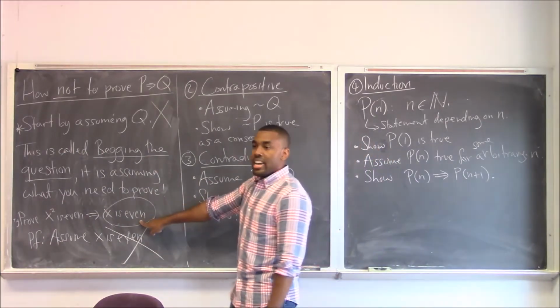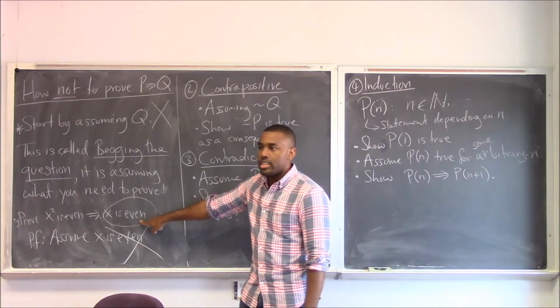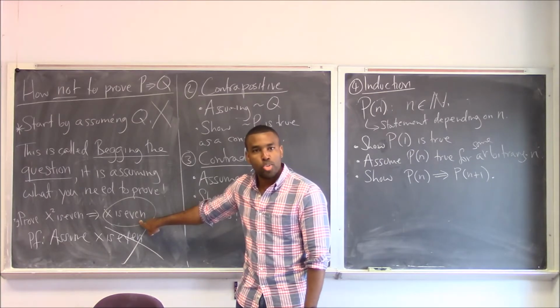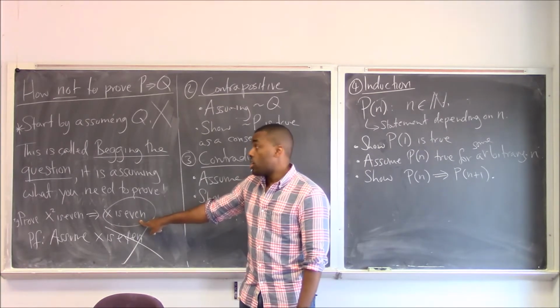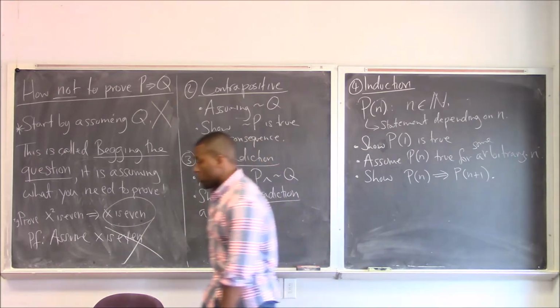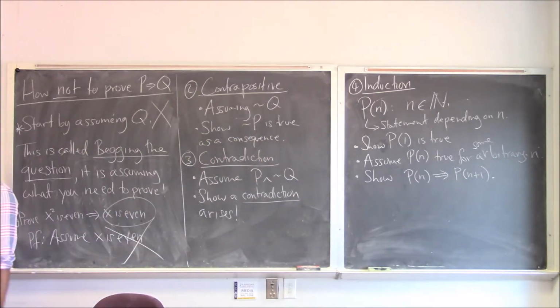That is not any proof technique. There's no proof technique that we've looked at that starts by assume Q, right? So you make that error, it's a very big error. It's called begging the question. One reason why it's an error is because you're guaranteed to be able to prove whatever you want by doing that. Why?